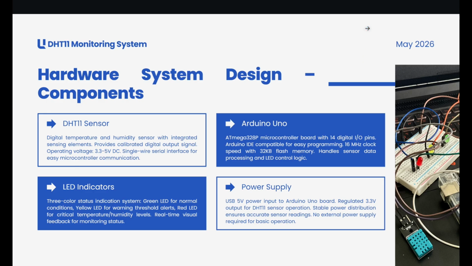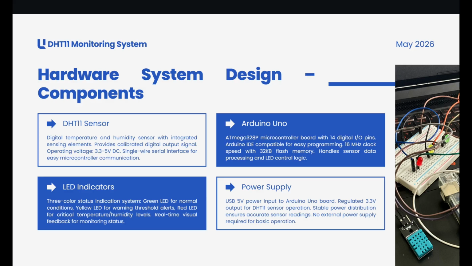Hardware system design and components. We have the DHT11 sensor, a digital temperature and humidity sensor with integrated sensing elements. It provides a calibrated digital output signal. Operating voltage is from 3 to 5 volts DC. Signal via serial interface for easy microcontroller communication.